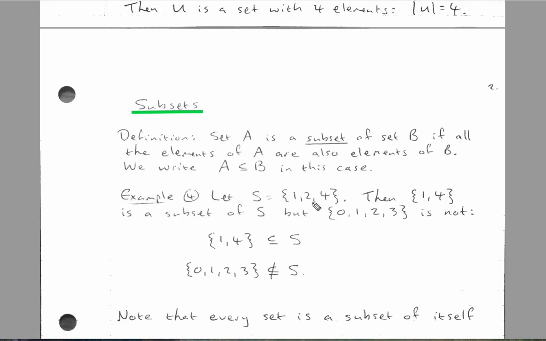Let's take S equals 1, 2, 4 again. Then 1, 4 is a subset of S. The elements of this set are all elements of S. But this set is not a subset of S. I can see 0 and 3 are not in S, so this is not a subset. In notation, we can write that like this: 1, 4 is a subset of S, but this one is not a subset, so just strike a line through it. That means not a subset.